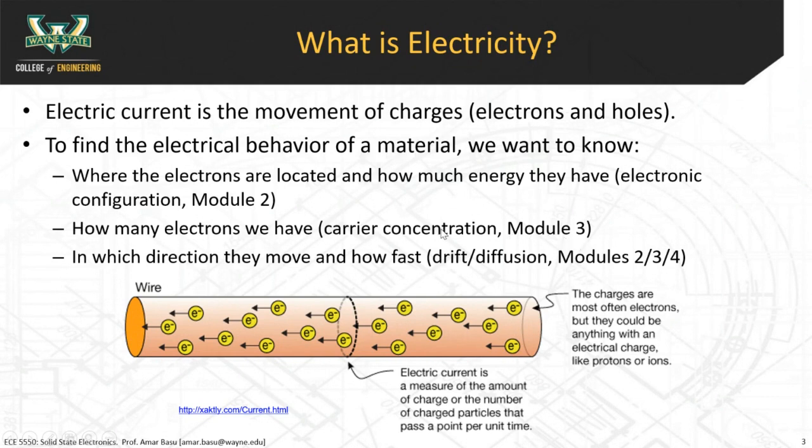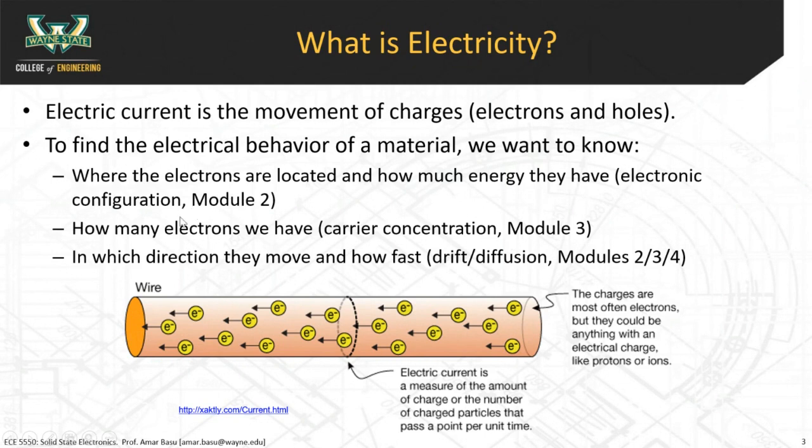The reason we want to know how many electrons we have is because electric current is a movement of charge. The more charges you have, the higher the concentration of charges, the more current you'll get. So we are interested in the concentration of electrons and holes as well. We're also interested in how they move and how fast they move. So we'll talk about drift and diffusion currents. Those are two mechanisms by which charges move, and we'll talk about that in modules 2, 3, and 4. A little bit in this module, but mostly on 3 and 4.